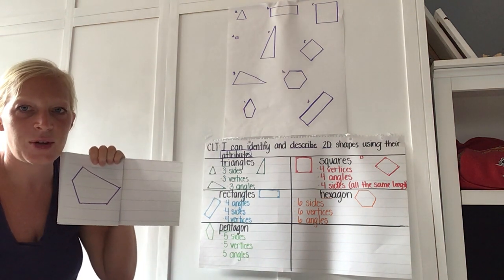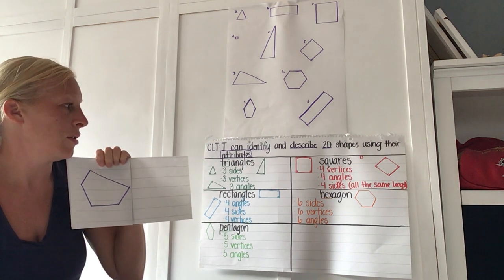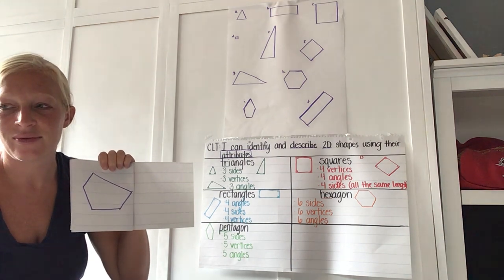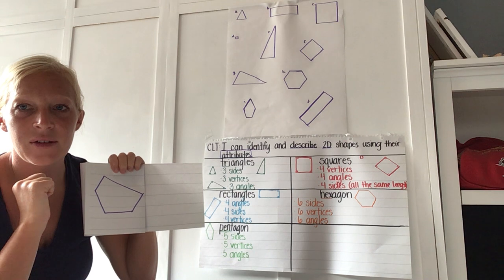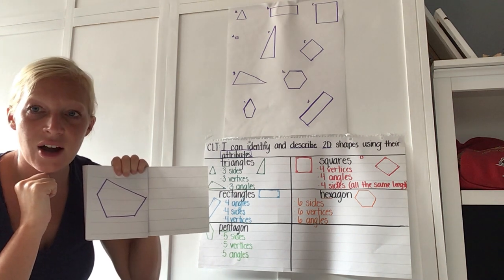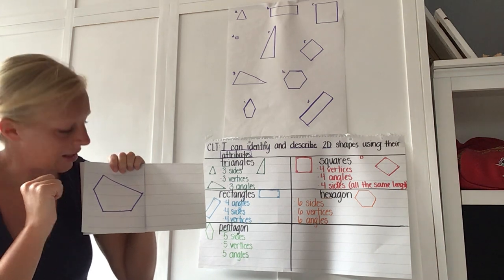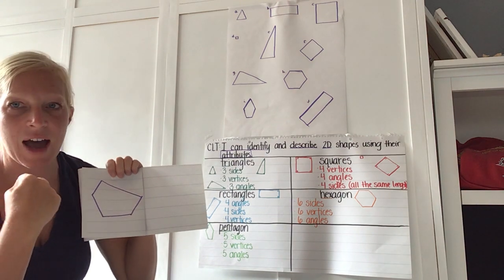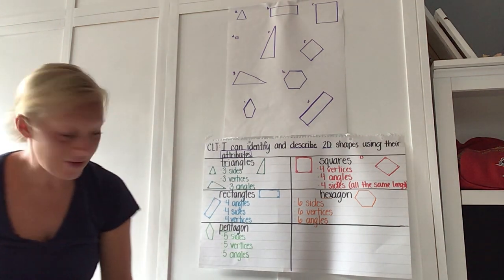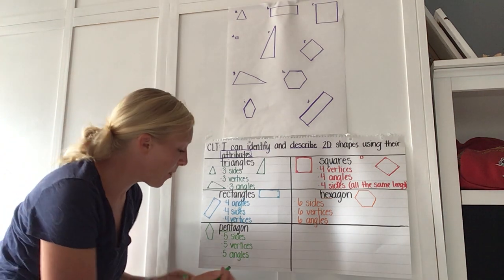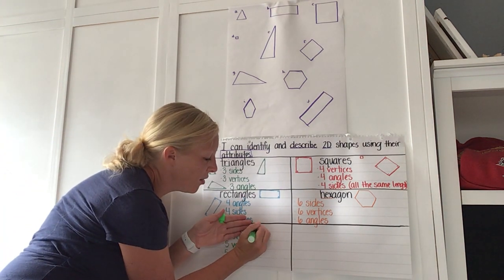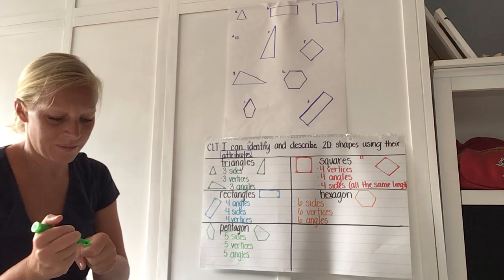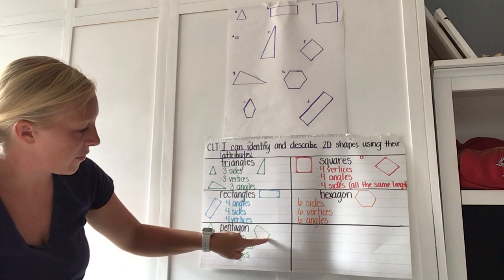I'm going to put this to the side so you can still see my chart. If you think it's a square, raise your hand. Triangle? Which one do you think it's going to go under? A pentagon? Why a pentagon? Let's count them. 1, 2, 3, 4, 5. It has 5 sides. Let's add this to our pentagon. Looks a little bit like a baseball base, doesn't it? There's another pentagon. 1, 2, 3, 4, 5.